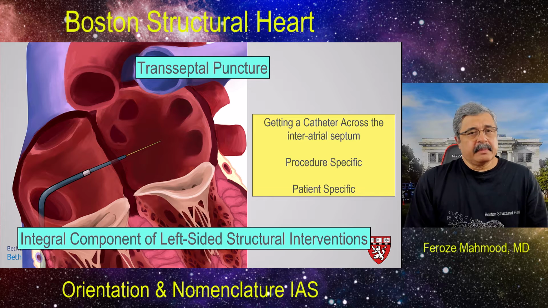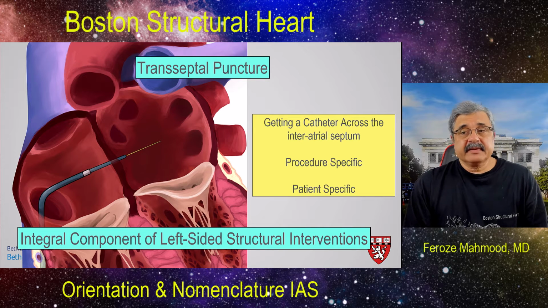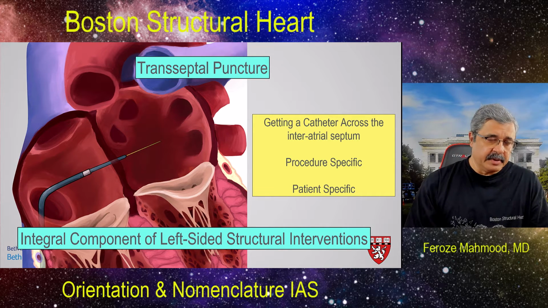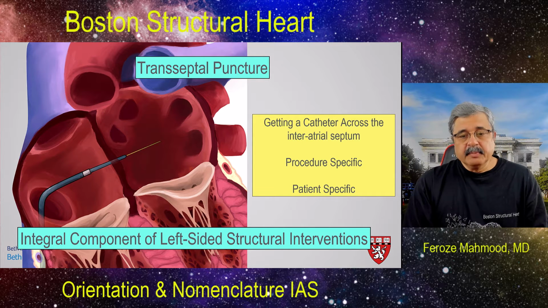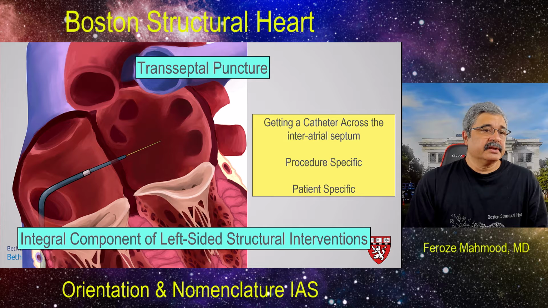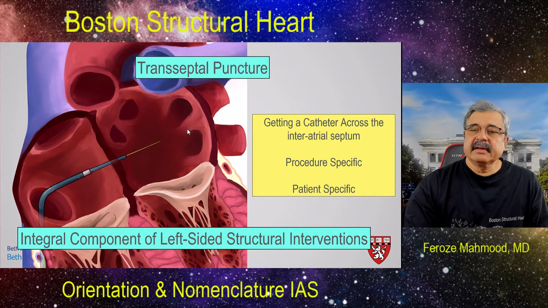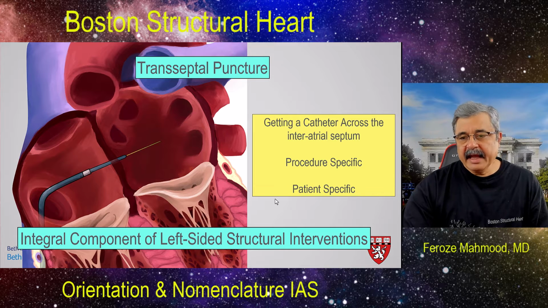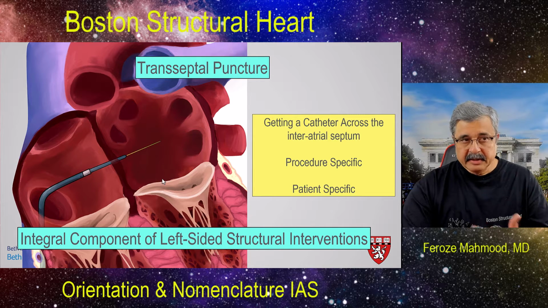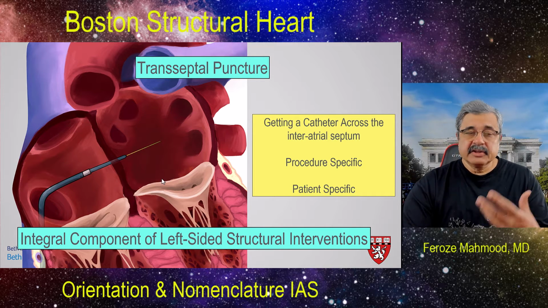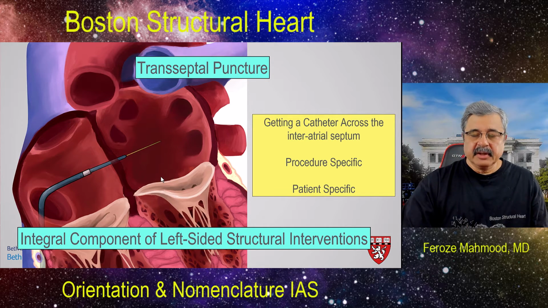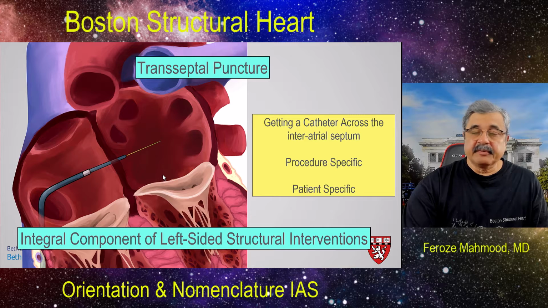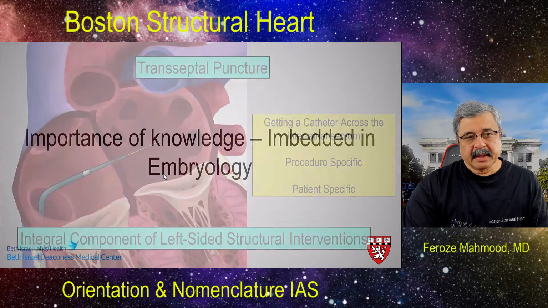So what is transeptal puncture? This is essentially the process of getting a catheter across the inter-atrial septum from the right side to the left side. Now, this is an integral component of left-sided structural heart disease interventions, and as we've discussed in the past, it is procedure-specific and patient-specific. So the site selection of the transeptal puncture is performed in relation to what structural intervention is being performed.